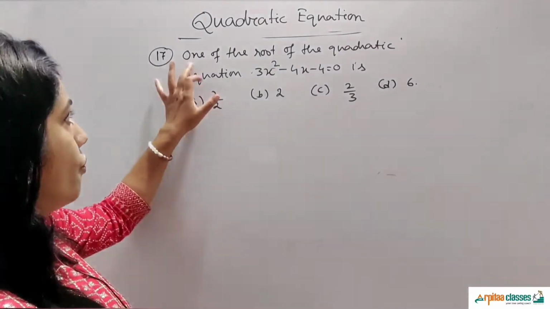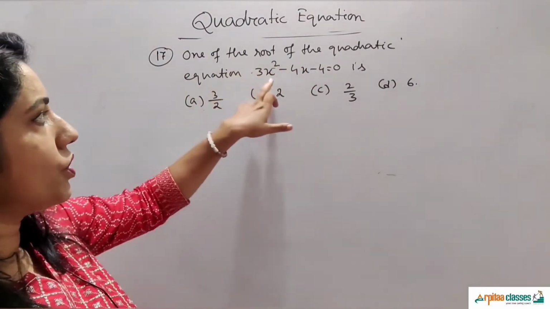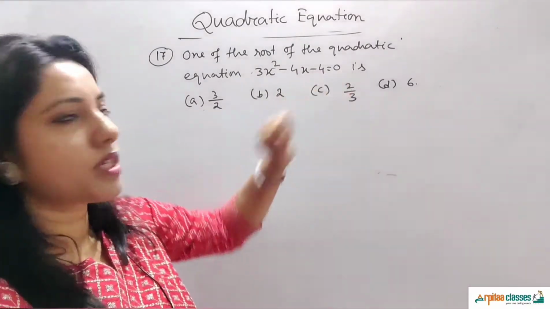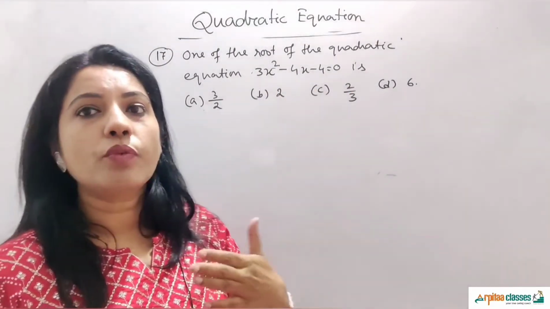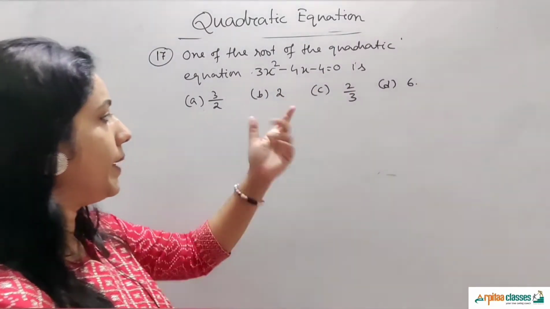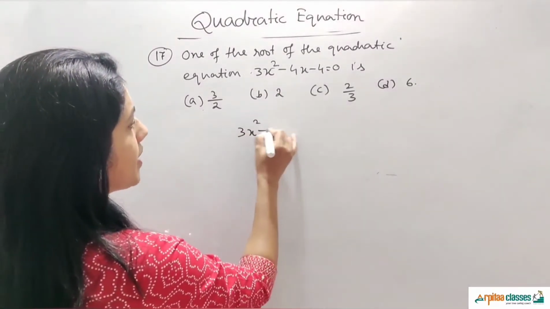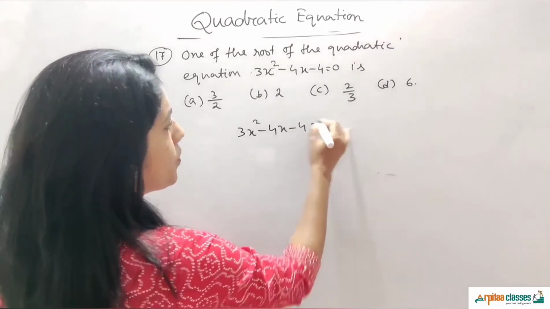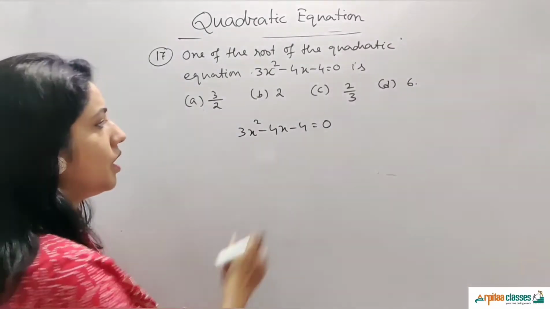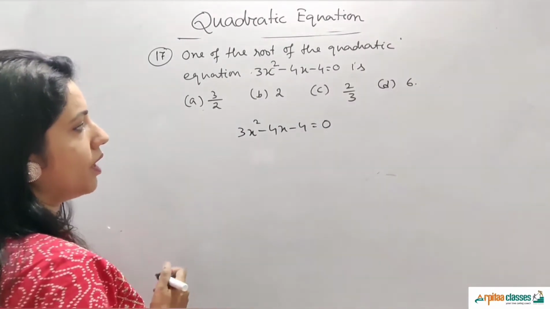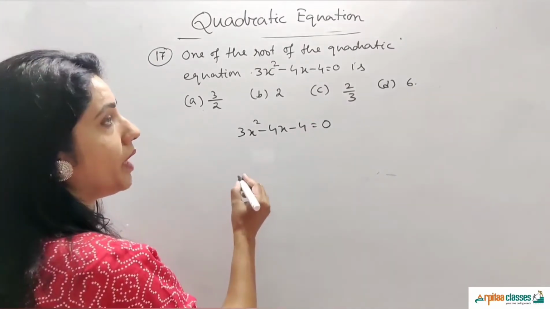It says that one of the roots of the quadratic equation 3x square minus 4x minus 4 is equal to 0. So you need to find out one of the roots. You are being given 4 options. So we can solve it: 3x square minus 4x minus 4 equal to 0. Let us solve it by factorization. 4 3s are 12. Factors of 12 could be 6 into 2.